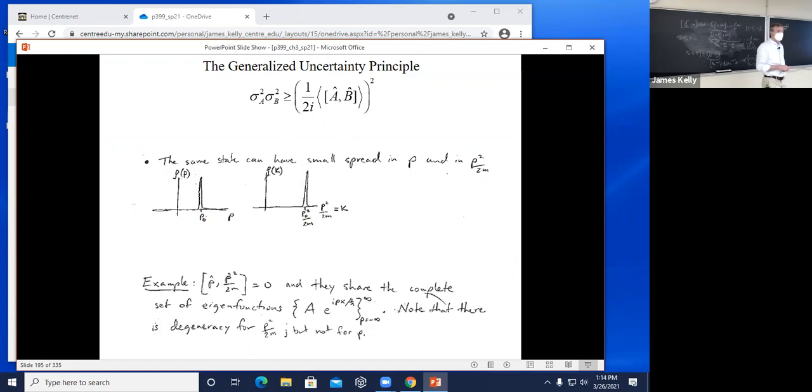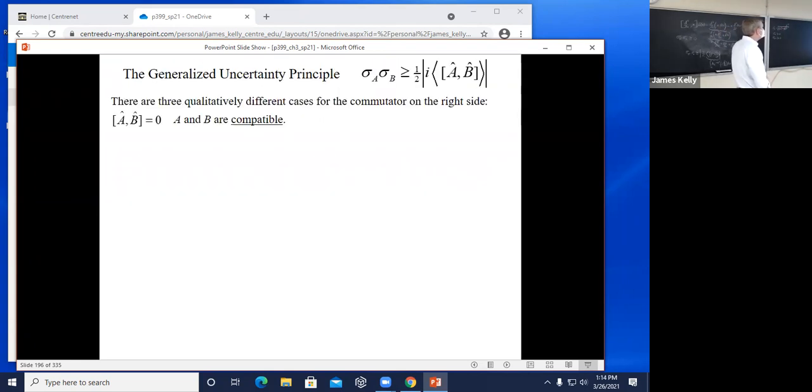You have incompatible observables, and the iconic incompatible observables are position and momentum. They don't commute. Now, based on this worksheet, I just want to summarize three different cases that happen.